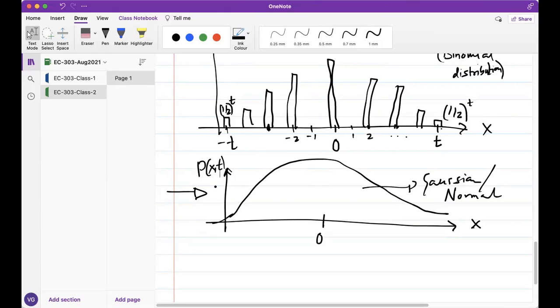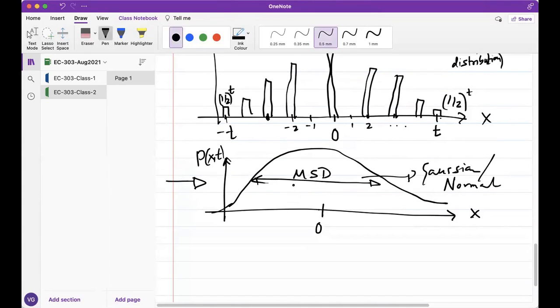Now what do the mean displacement and the mean square displacement mean in this context? The mean displacement measures the mean of this distribution after t steps. What does mean square displacement measure? Mean square displacement measures the spread. And the spread of this distribution is increasing with time, and that's what the mean square displacement is measuring. We showed that mean square displacement is equal to the variance of this distribution.